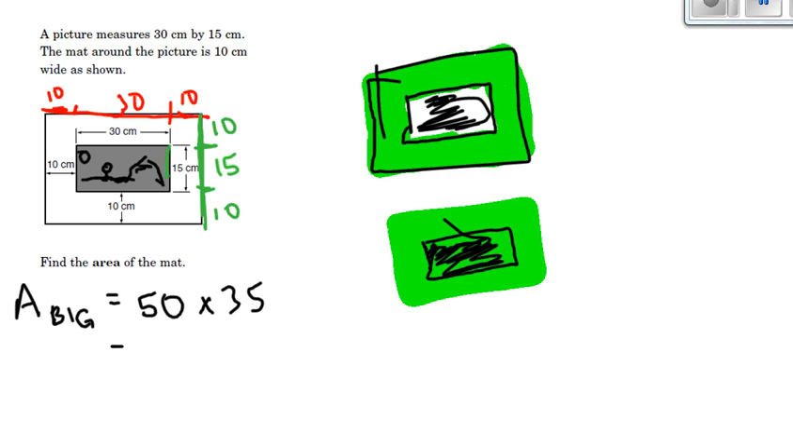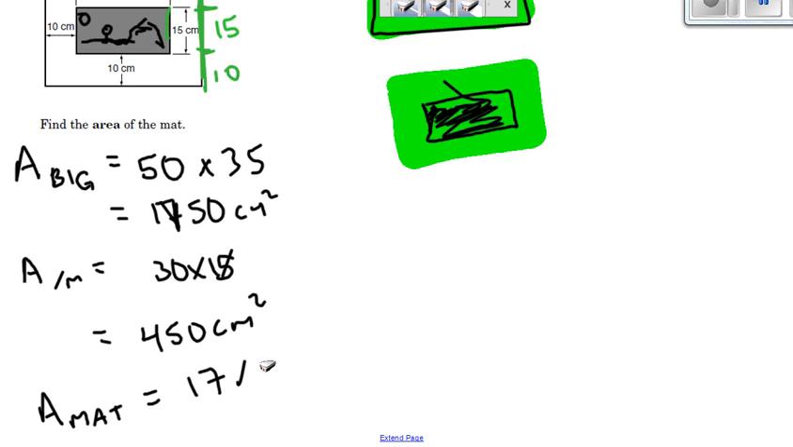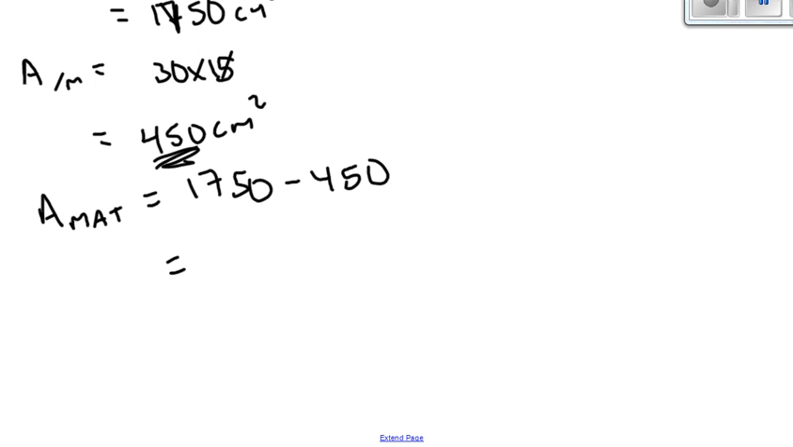So altogether, the bigger rectangle is 1,750 centimeters squared. Then inside of that, we have a smaller rectangle, the picture itself, which we know is 30 times 15 centimeters, which is 450 square centimeters in area. And so therefore, the area of the mat is just the difference between them. 1750 is the big rectangle. The area taken up by the picture is 450, and therefore the mat must be the difference. That's 1,300 centimeters squared.